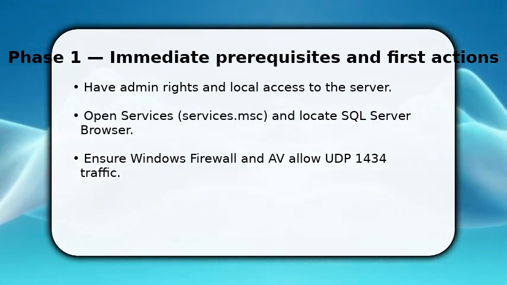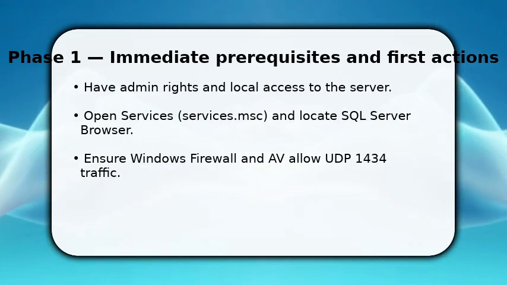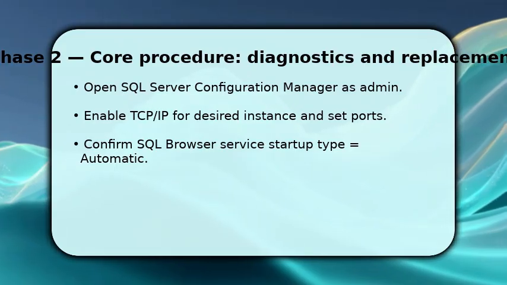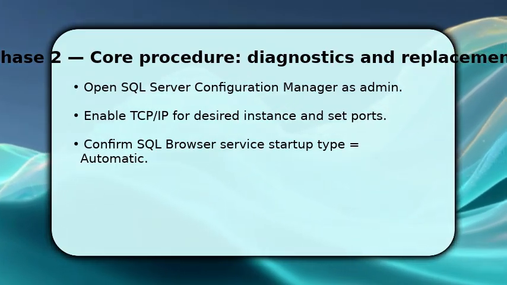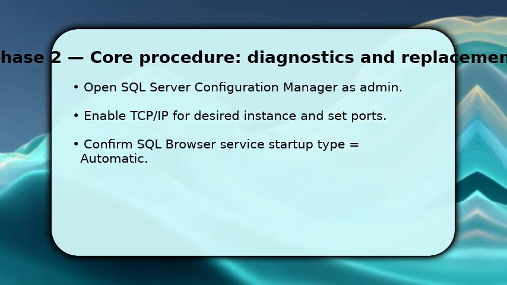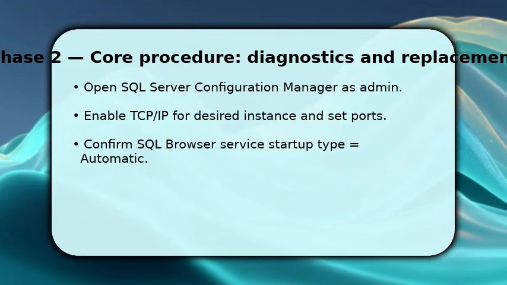Now open SQL Server Configuration Manager as an administrator and go to SQL Server Network Configuration. Enable TCP/IP for the instance you want discovered and set static port numbers if necessary so clients resolve predictable endpoints.